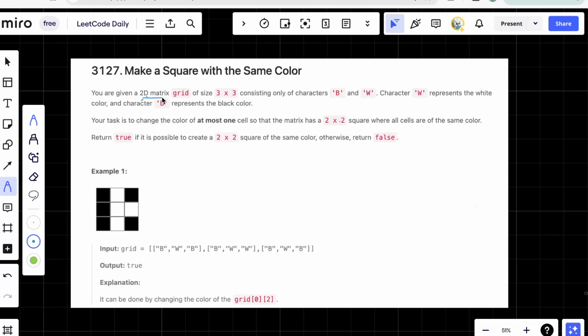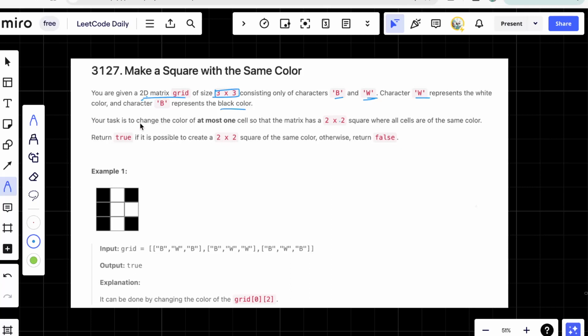So we're given a 2D matrix grid and its size is fixed, okay? It's going to be a 3 cross 3 grid. Now it's going to contain characters B and W only, okay? Now B represents a black colored cell and W represents a white colored cell, okay? So that is what B and W are here for.